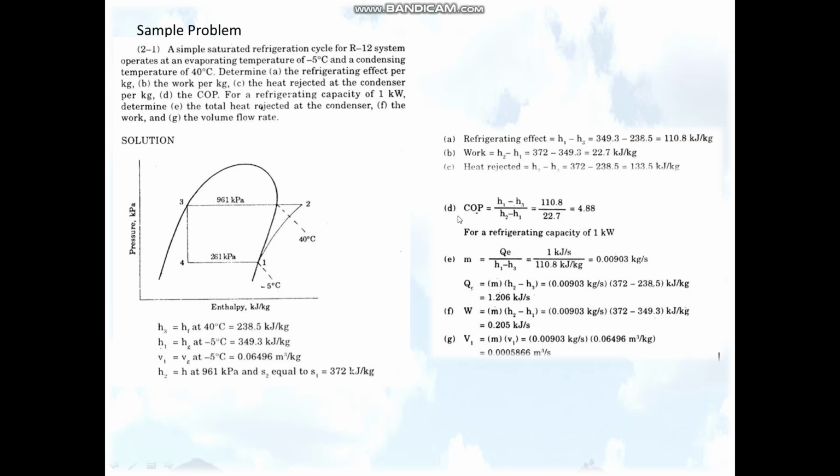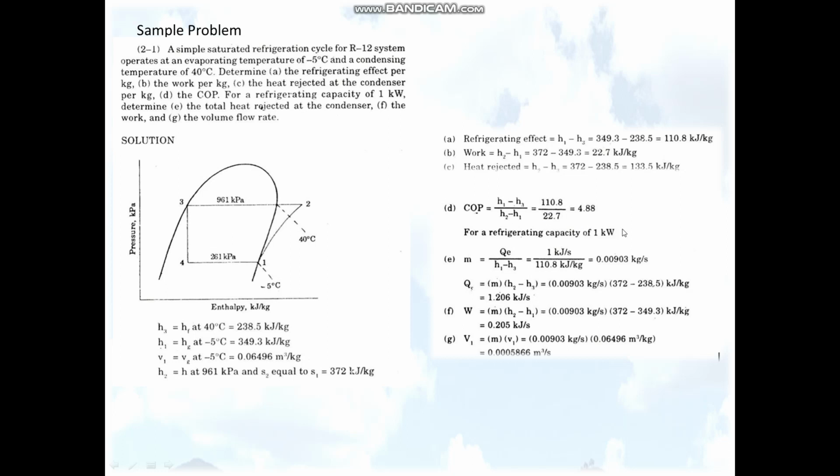For the COP, COP is equal to refrigerating effect divided by the work of compression. So that is H1 minus H4 or H1 minus H3 divided by H2 minus H1. So ito yan. 110.8 divided by 22.7 is equal to 4.88.